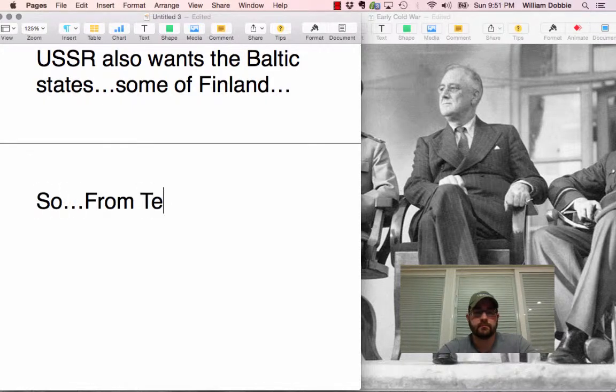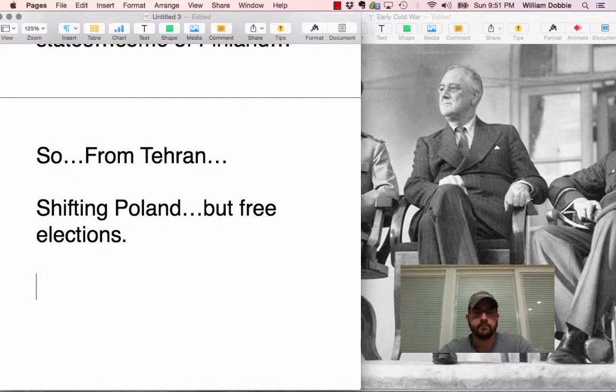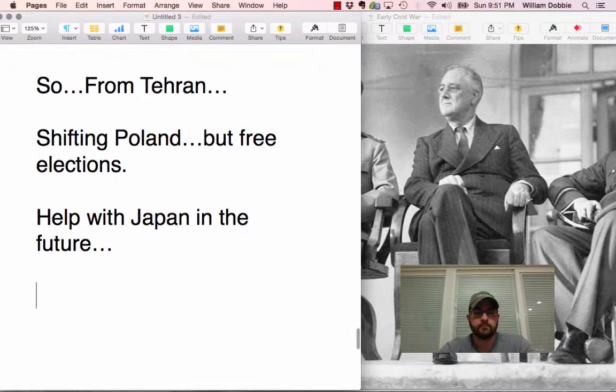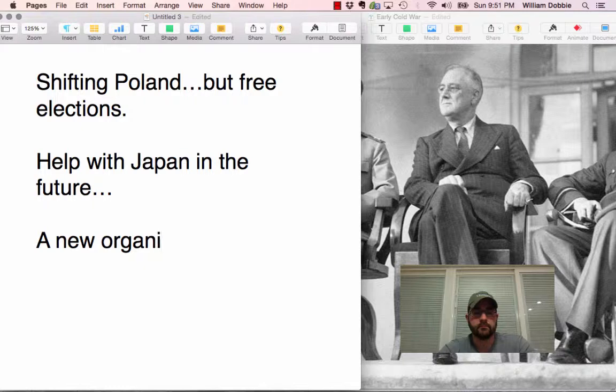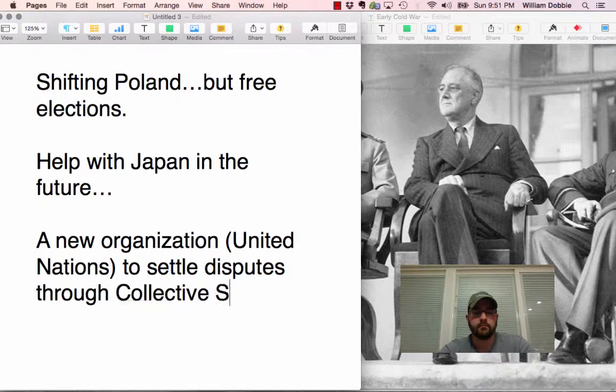The final agreement at Tehran is going to be surrounding the need for a new international organization that could provide collective security. So this is going to be the beginnings of a conversation about the eventual United Nations. Obviously, the League of Nations, which technically still exists at this point, has not worked very well. So there's talks about a new international organization that could settle disputes through the idea of collective security. Many nations working together to resolve disputes. So that's the first conference at Tehran in November of 1943.